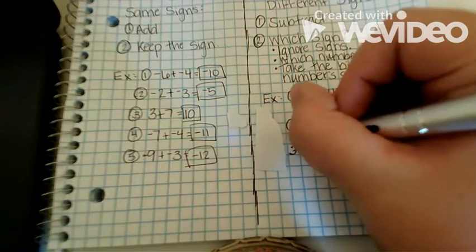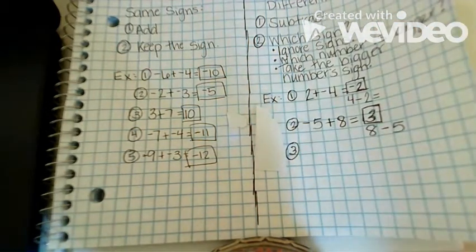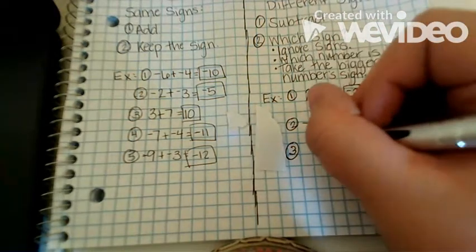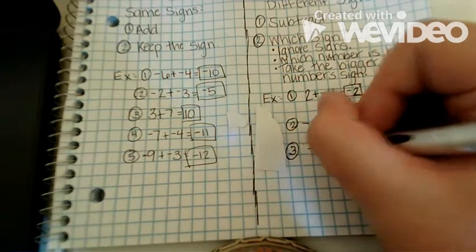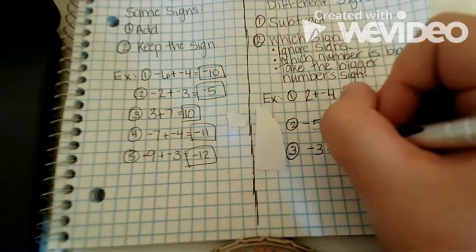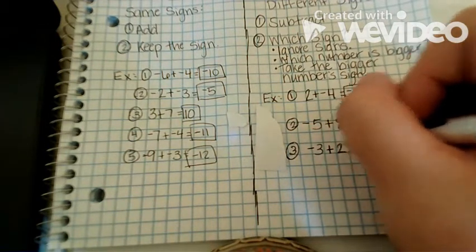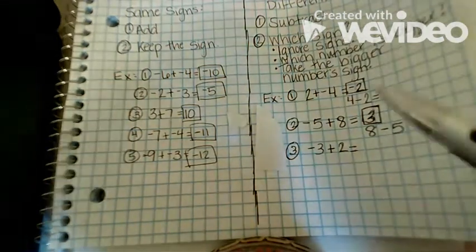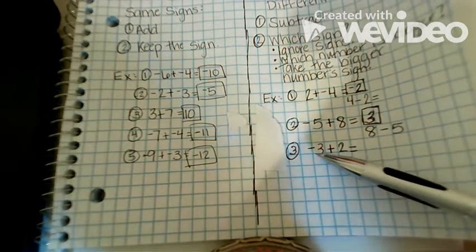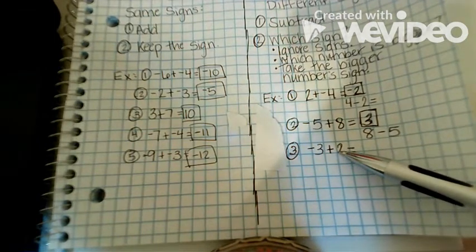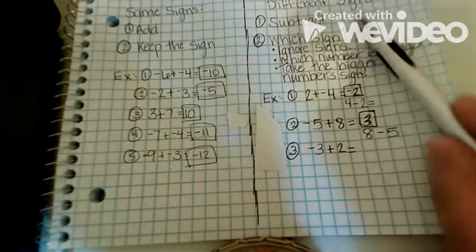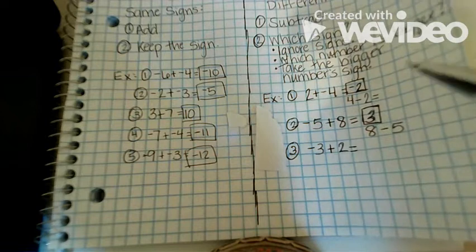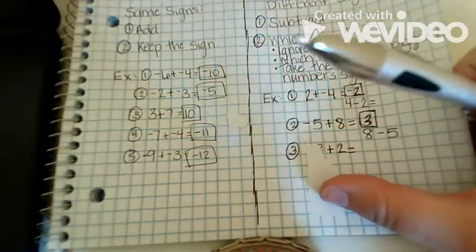Let's do one more. -3 plus 2. All right, I see that they have different signs. One is a negative and one is a positive. So I'm going to follow my steps here. I know it's an addition problem, but I'm going to ignore that for now because I know they have different signs.